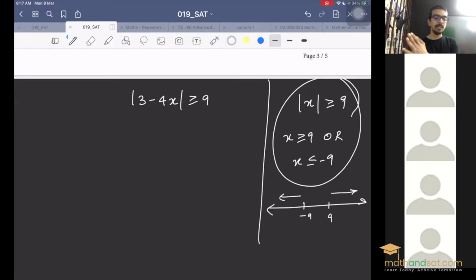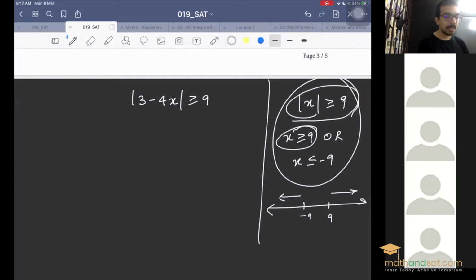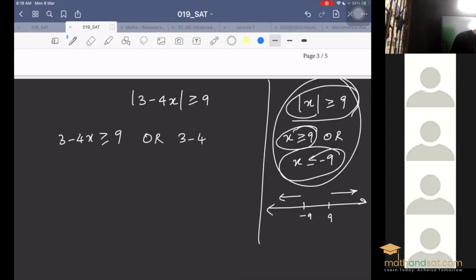Towards the right side of 9, you take any number, the magnitude will be greater than 9. Towards the left side of minus 9, you take any number, the magnitude will be greater than or equal to 9. So there are two sets satisfying this condition. One set is x greater than or equal to 9. Another set is x less than or equal to minus 9. Is that okay? Now with that information, we have 3 minus 4x is greater than or equal to 9 or 3 minus 4x is less than or equal to minus 9.